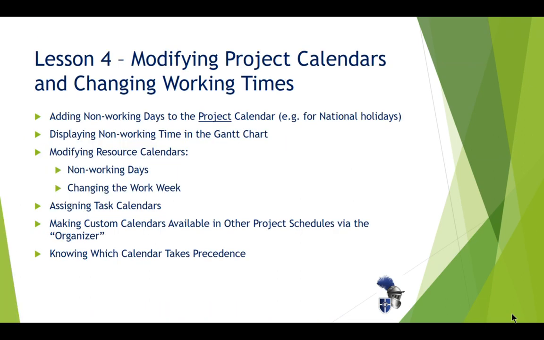Specifically in the lesson, we're going to look at how we can modify the overall project calendar to show which days are non-working. In particular, that would be for the national holidays for the area in which you operate. We're going to look at how we can make sure that the Gantt chart displays working and non-working times for us for ease of visibility when we're planning our project out.